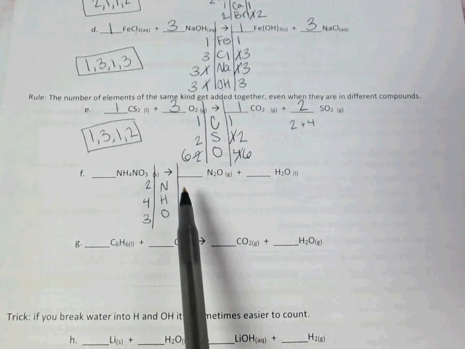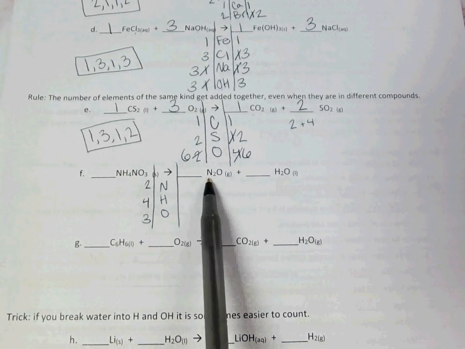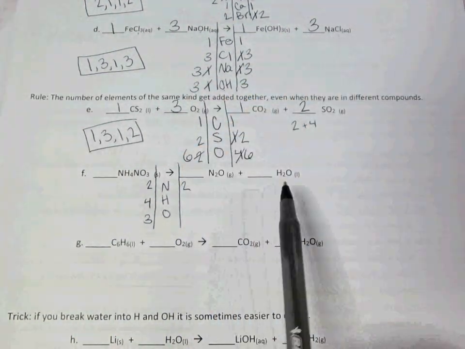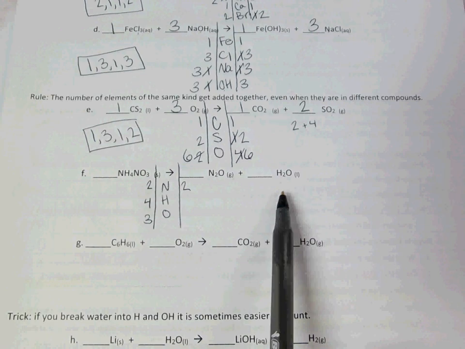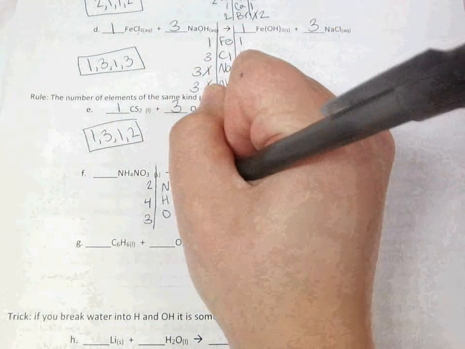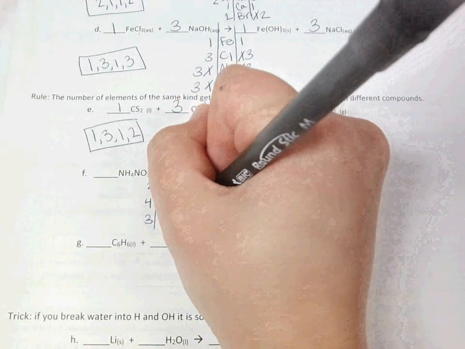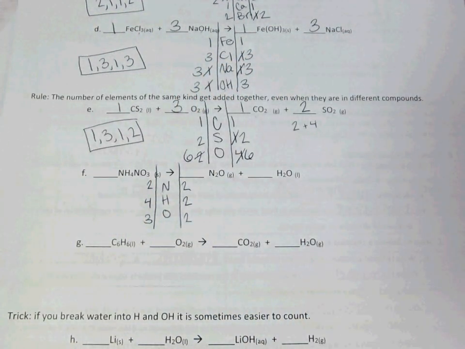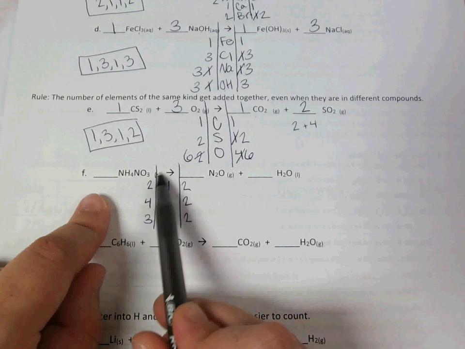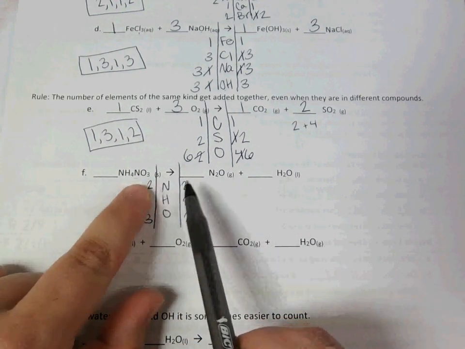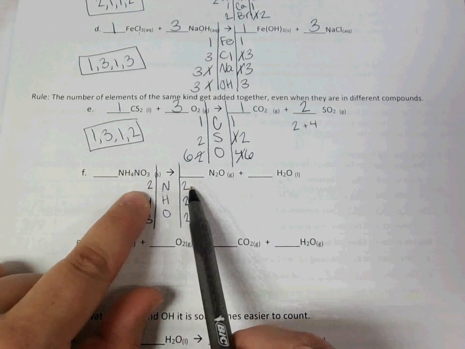On my product side, I have a total of 2 nitrogens. How many hydrogen atoms on my product side? 2. And I have 2 oxygen atoms on my product side. So far, so good? Okay, so all we have here is a tally, a count of how many atoms of each type are on each side of the equation. My nitrogens are what we call balanced because I have 2 on one side and 2 on the other side.